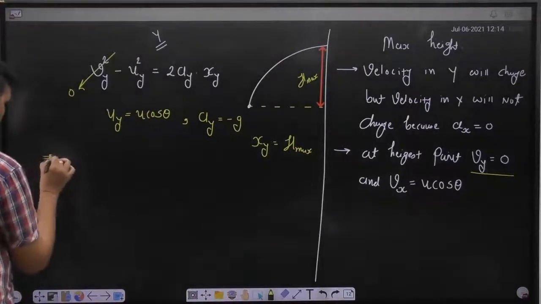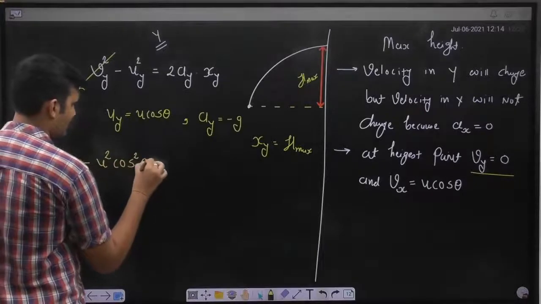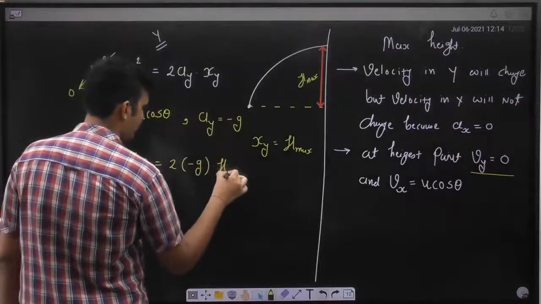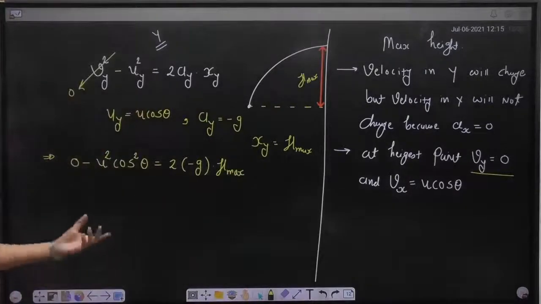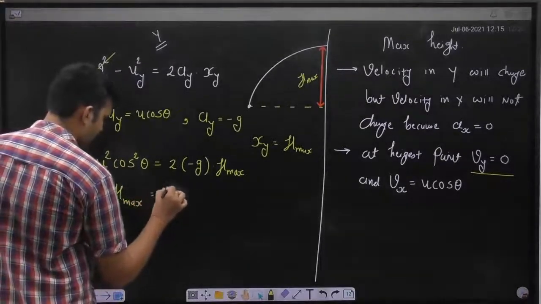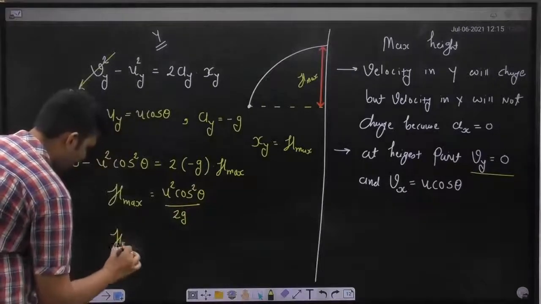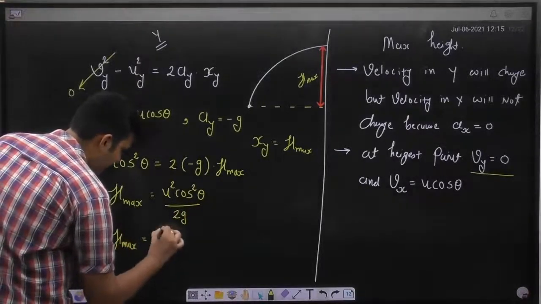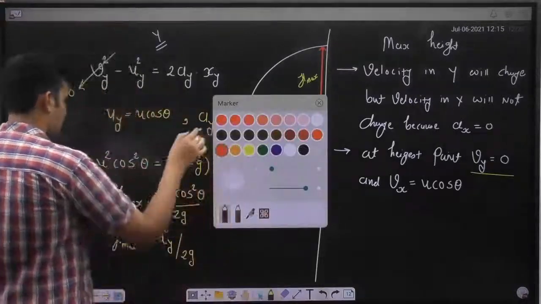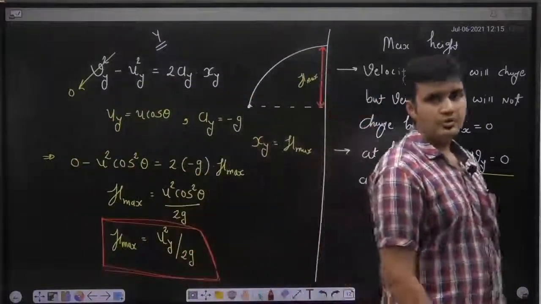So it is 0 minus u y square. So it is u square cos square theta is equal to 2, and instead of acceleration I should write minus g into h max. So here you see the minus and minus signs cancel out. So the formula for h max comes out to be u square cos square theta by 2g, or another way to remember, u y square by 2g. So this is your final answer. Is there any question? You should remember this formula.